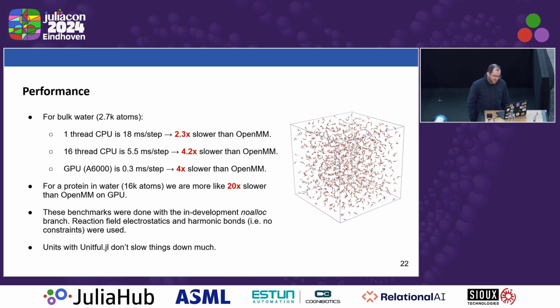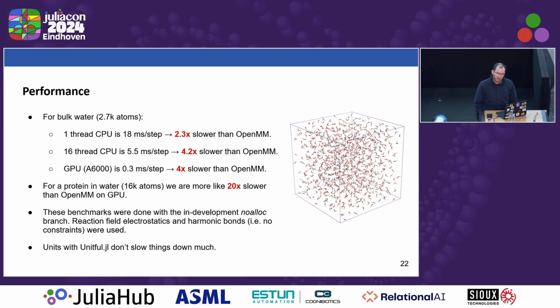So in terms of performance, if we take, for instance, a bulk water system of about 3,000 atoms, which you can see on the right, on a single thread, you get about 18 milliseconds per step, which is just over 2 times slower than OpenMM. OpenMM is probably representative of the state of the art here. Multi-threaded, we're about 4 times slower. And on GPU on this system, we're doing quite well. I'd say we're about 4 times slower, with clear room for improvement.